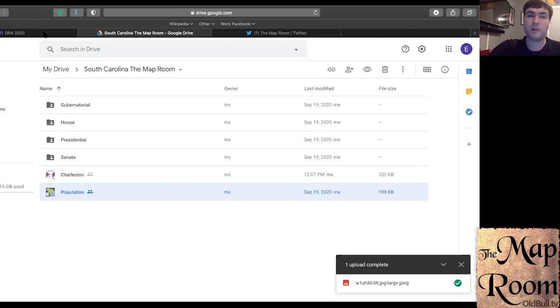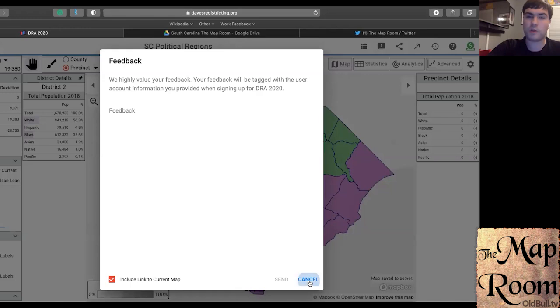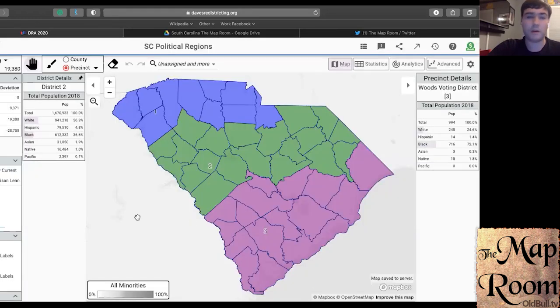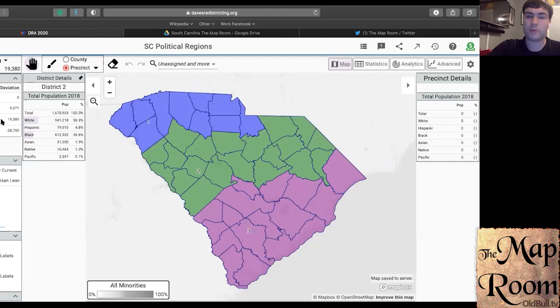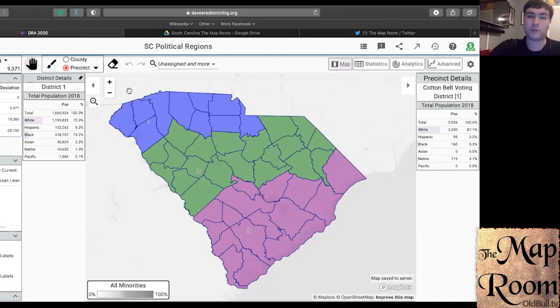And to give you an example of this, I've created this map here, which is the political regions of South Carolina. So these are roughly the same population here. You'll notice it's within around 30,000 voters total. So the first political region is this area adjacent to the North Carolina border. And you'll notice this is the smallest geographically. It's also the whitest, around 72% of the population is white.